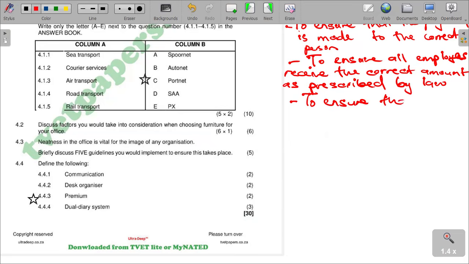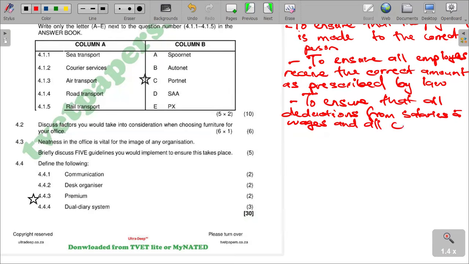Ensure that all deductions from salaries and wages and all contributions are paid to the correct administrators.